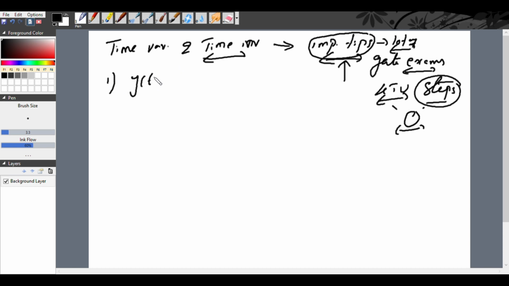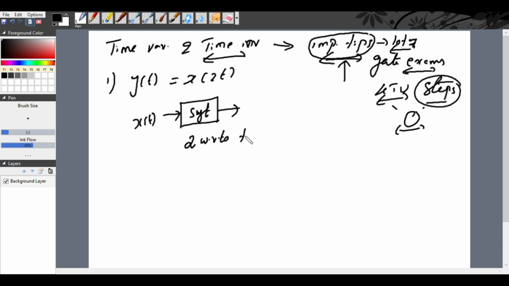So y of t is equal to x of 2t. So from the given question, one thing we can easily understand, that the system has a property or a characteristic or a tendency to multiply 2 with respect to the time. Accepted? So whatever you are giving as the input, the system multiplies 2 with time. So that we call it as y of t. I hope you understand this.